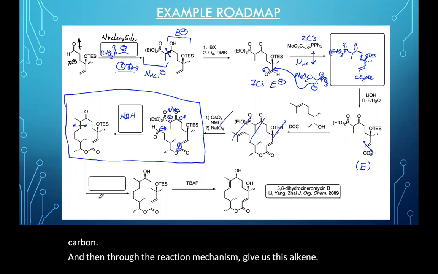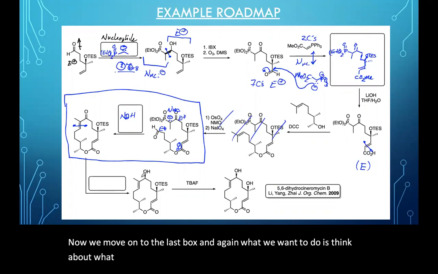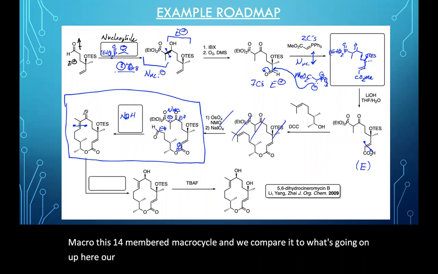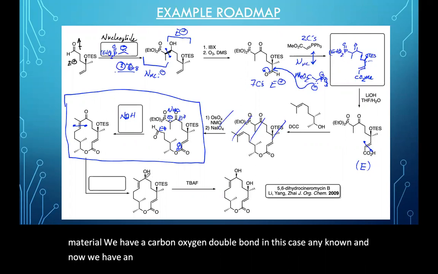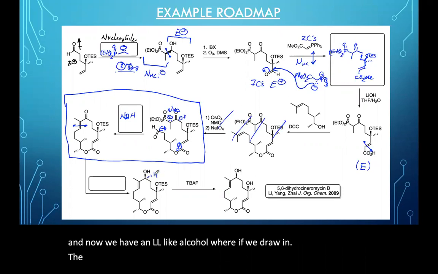Now we move on to the last box. And again, what we want to do is think about what has changed. If we look at this 14-membered macrocycle, and compare it to what's going on up here, our eyes are drawn toward the top, where in the starting material we have a carbon-oxygen double bond, in this case an enone. And now we have an allylic alcohol where, if we draw in the hydrogen, we now know that we have to form this new bond.